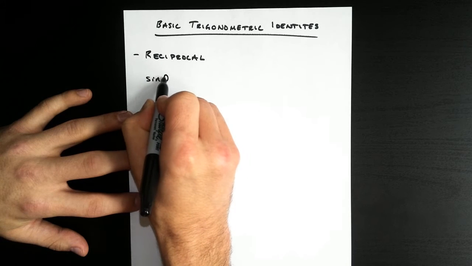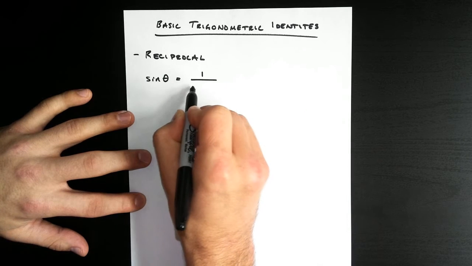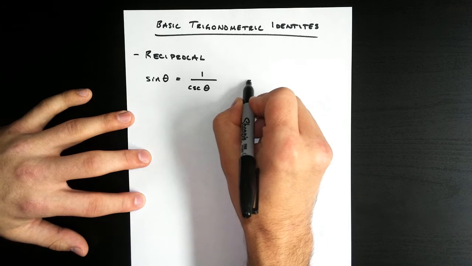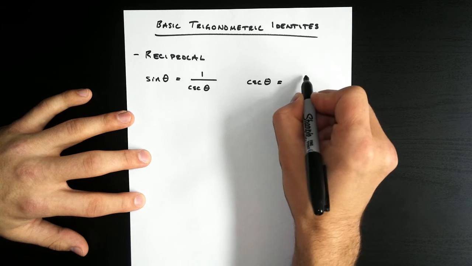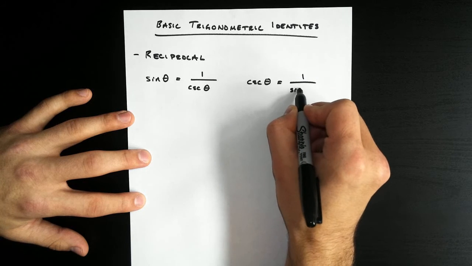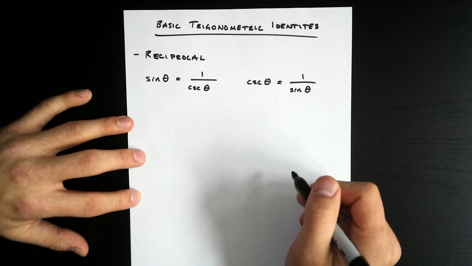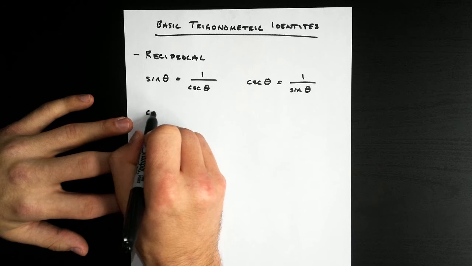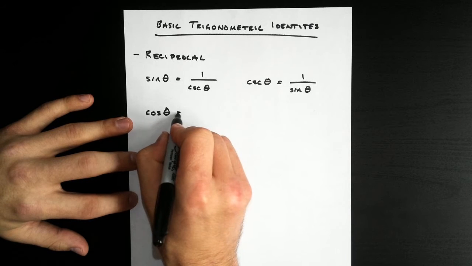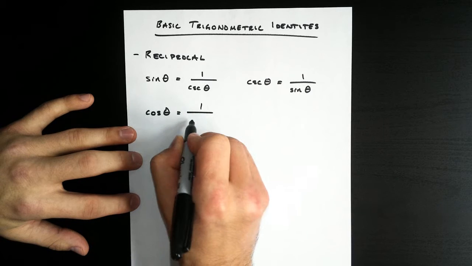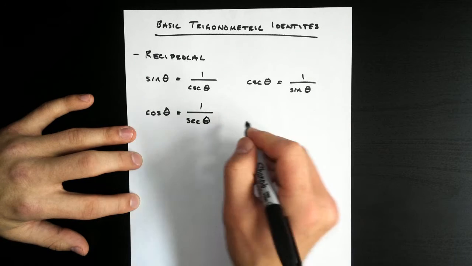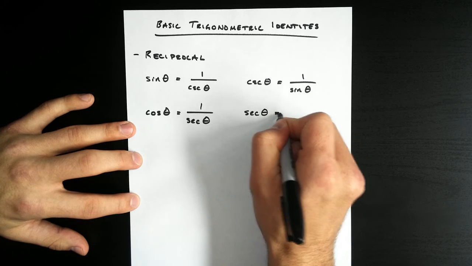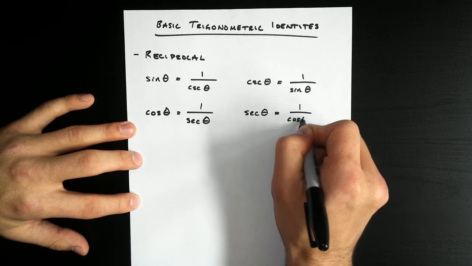So the sine of theta, this is the reciprocal of the cosecant of theta. Or if we write this the other way, the cosecant of theta, we know that is equal to 1 over sine of theta. And the same thing goes for our other ones. So we know that cosine and secant are reciprocals. So cosine of theta is equal to 1 over the secant. And then going the other way, the secant is 1 over the cosine.